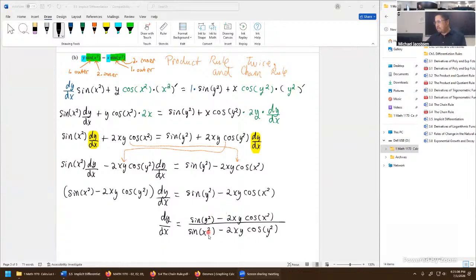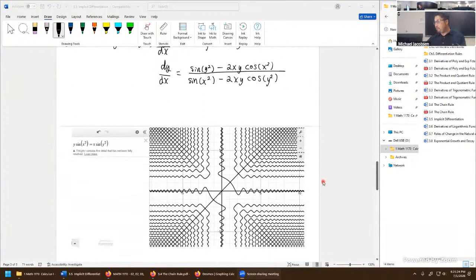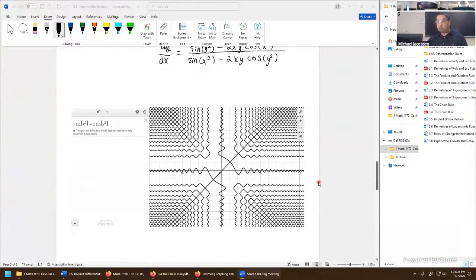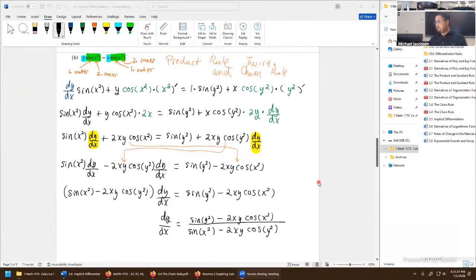We have sine y squared and then sine x squared from top and bottom, cosine x squared and cosine y squared going from top and bottom as well. So interesting symmetry in the derivative itself. There's symmetry in how the curve is defined, going from y to x's from one side to the other. And the graph looks very, very symmetric at the same time. So that's another look at implicit differentiation.